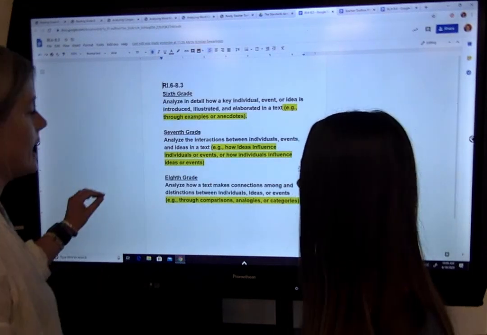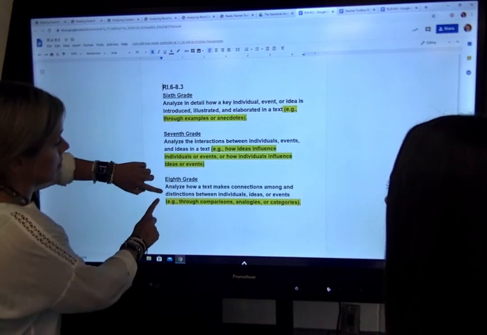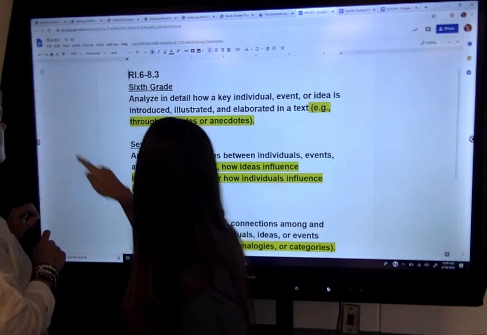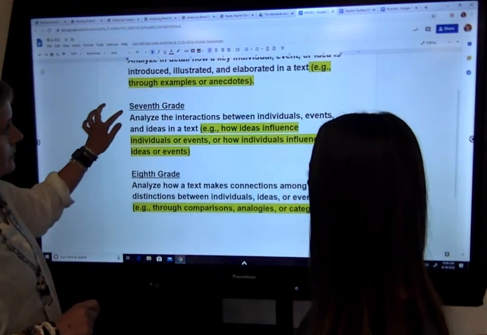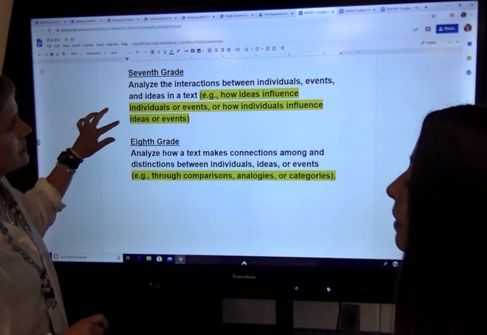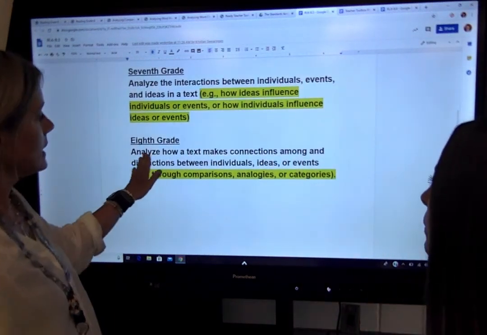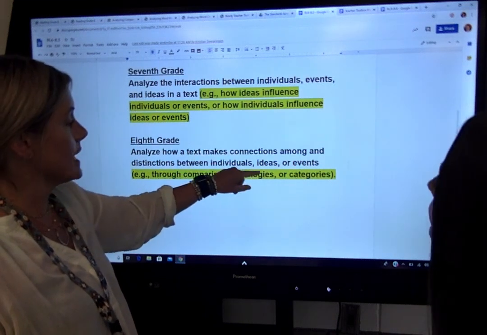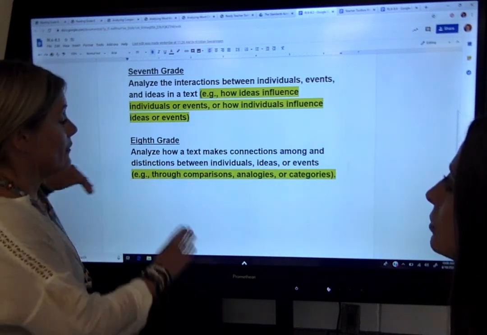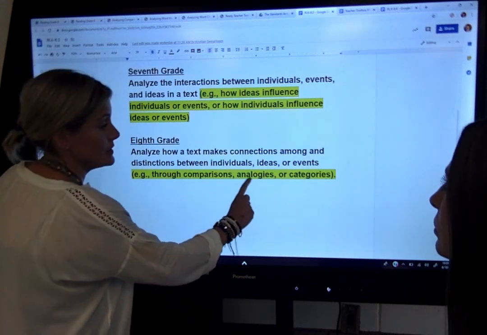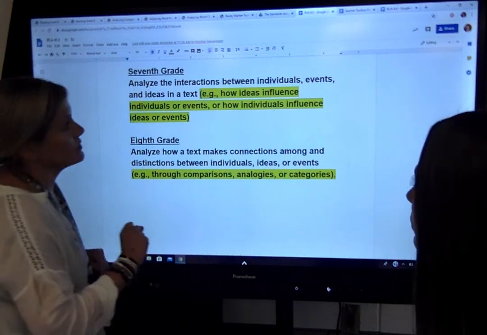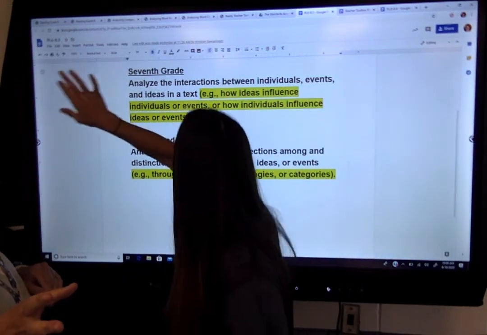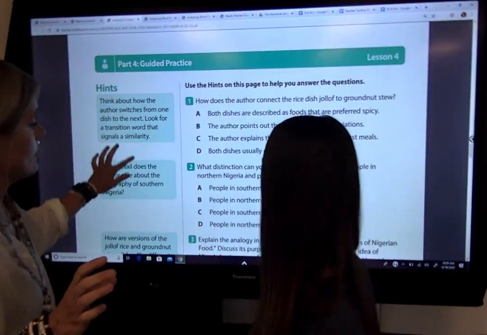Okay, for 8th grade, it gets different. How do I make it bigger? It goes into more detail. Analyze how text makes connections among and distinctions between individuals, ideas, or events. And the author is going to use comparisons, analogy, or categories. So today we're going to look at the same text, but we're going to look at an analogy.